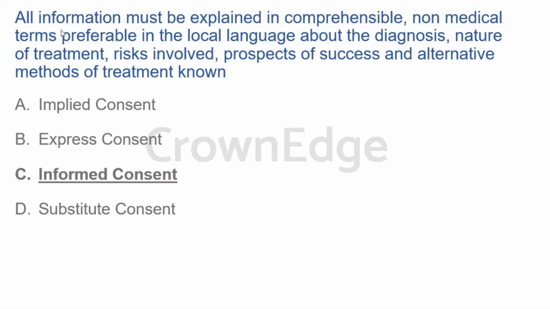Okay, so this is a question. All information must be explained in comprehensible non-medical terms, preferably in the local language, about the diagnosis, nature of treatment, risks involved, prospects of success, and alternative methods of treatment known. This form is the informed consent form. Okay, you are informing the participant about all this, and the participant is consenting to this procedure.